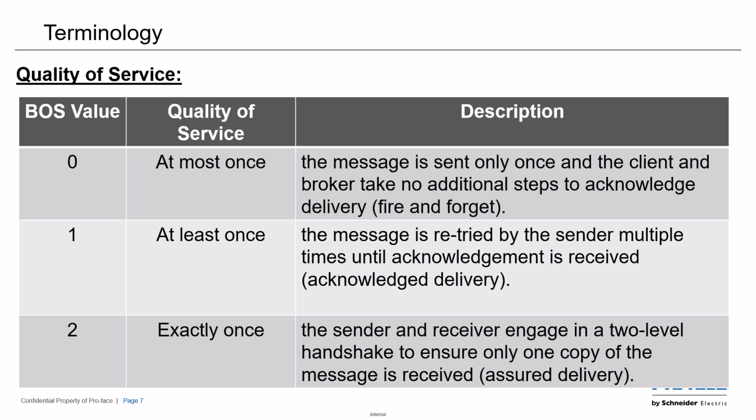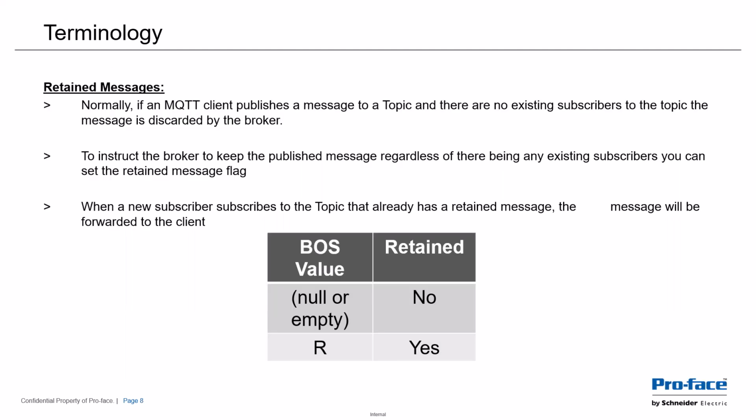Because if we're refiring messages, perhaps we can duplicate data, and maybe we don't want that. So that's what the exactly once quality of service does. All right. Then we also have this retain message, which is basically that's you in Blue Open Studio. If you want to retain a message, you append an R onto the station name. We'll see what that looks like later.